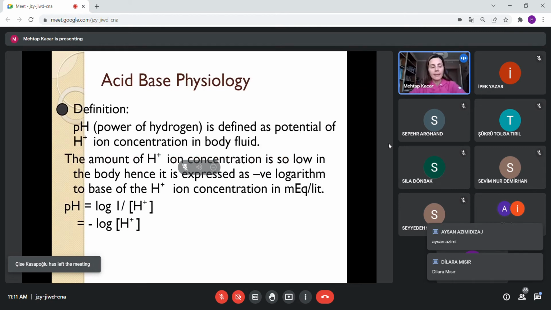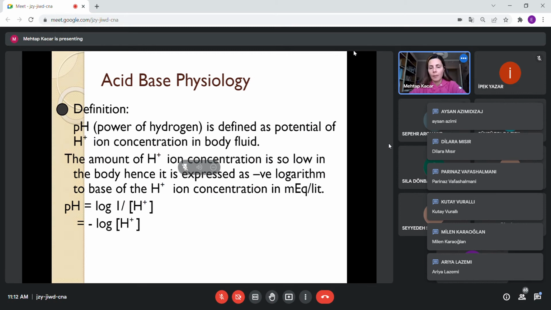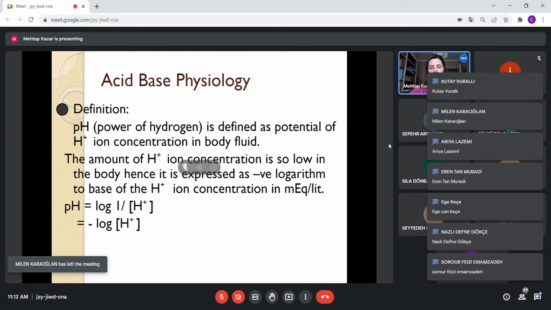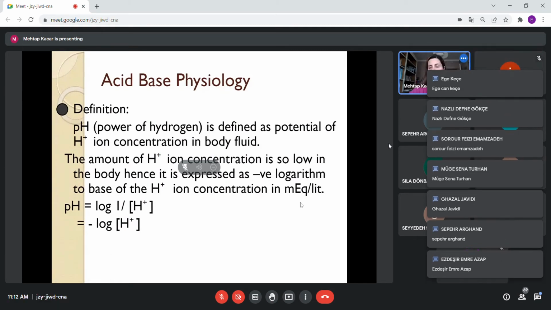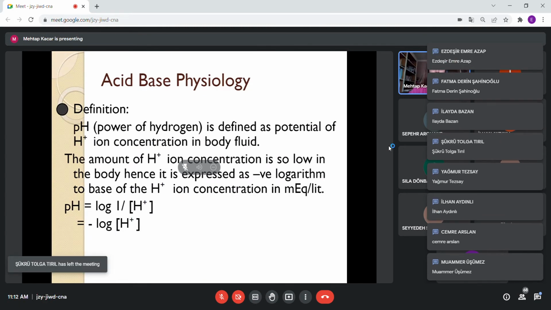Okay, we will discuss acid-base balance today. What does acid-base mean? As you know, of course, we have basic terminology for the definition of acid-base.